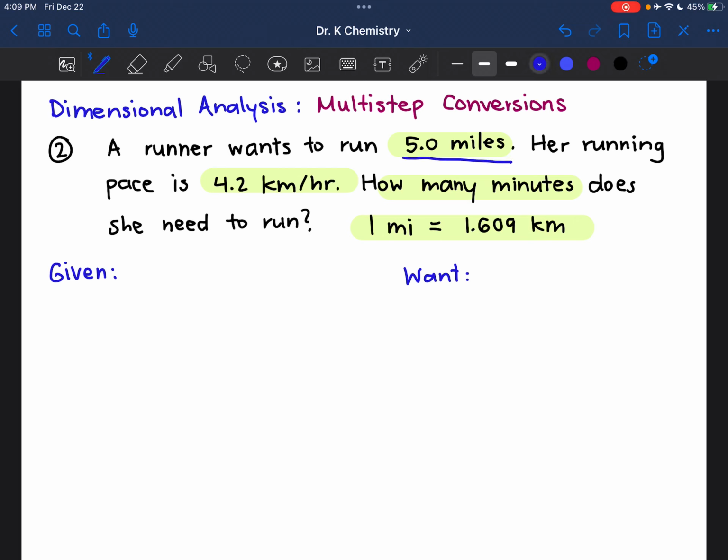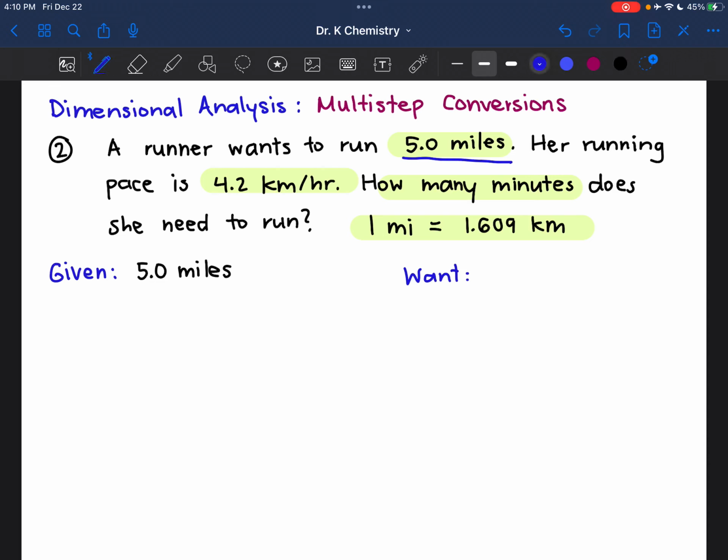So I see that it's telling us a runner wants to run 5 miles. And if you recall from the previous videos, whenever I'm looking for a given, it's going to be a number that's off by itself. So not something that would be part of a conversion where there are two different units involved. So this only has one unit, miles. It's telling us she needs to run 5 miles. So that looks like a given value.